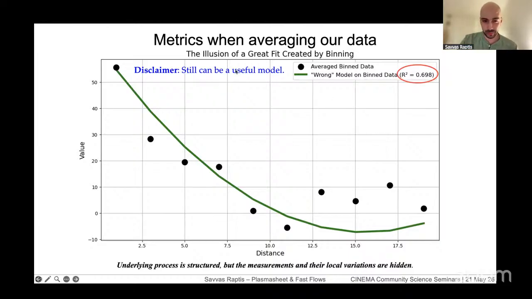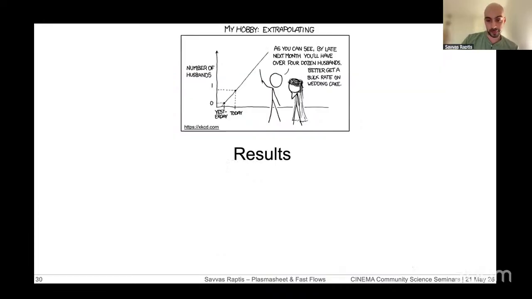Again, I'm not saying this is a bad thing to do, because it can be very useful. But what it does a lot of the time is create an illusion, because it shows that the underlying process is structured, for example that density increases as we go closer to the Earth, but the actual local variation is hidden, either by averaging our data or by sampling in space and time together by binning. So with those disclaimers, let's try to see what we managed to do in terms of results.